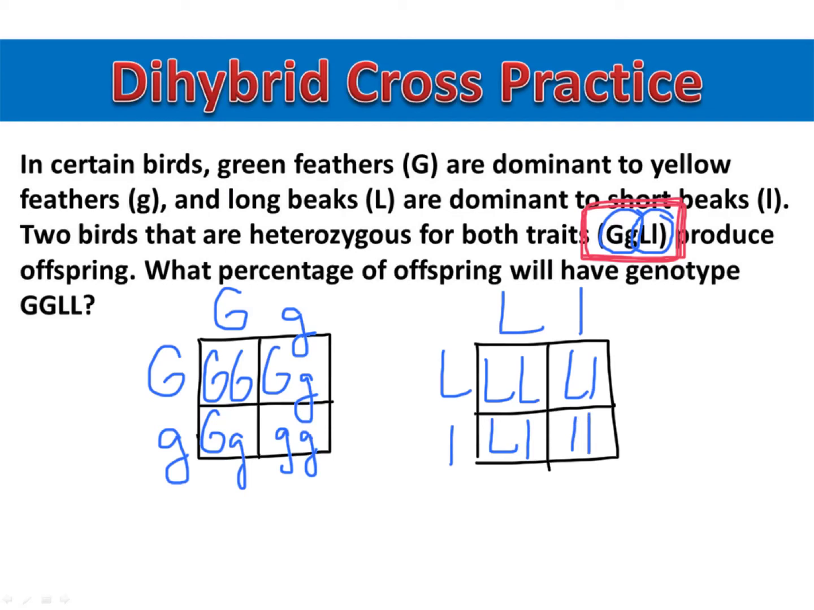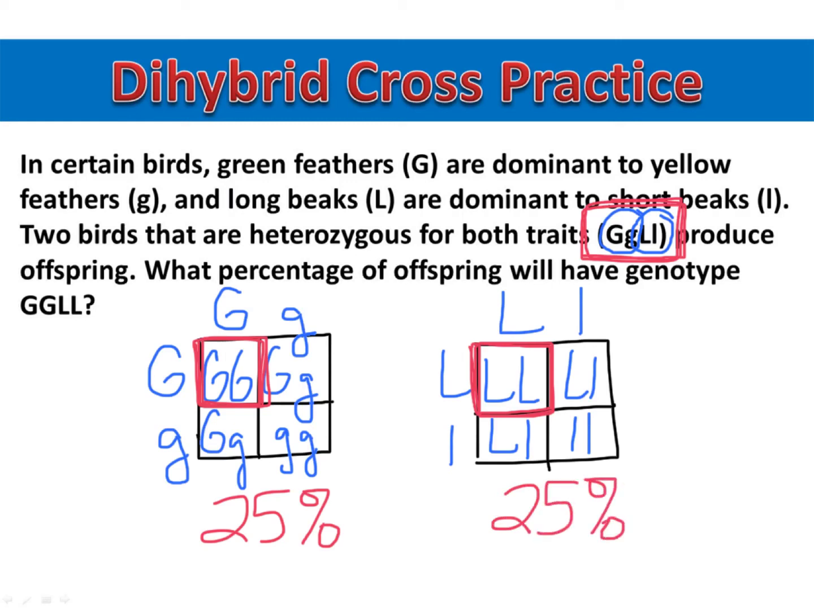So now I can look at my question. What percentage of offspring will have genotype big G, big G, big L, big L, being homozygous dominant for both traits? So I'll look at my first Punnett square, and I can see that 25% of the offspring are expected to be homozygous dominant for feather color because one box is big G, big G. In my second Punnett square, there's one box that's homozygous dominant for beak length, big L, big L. So that's also 25%. And this is where you have to be careful.